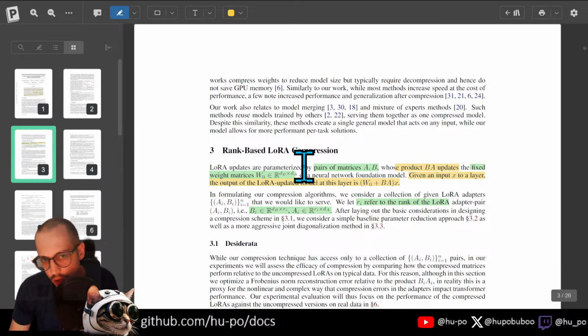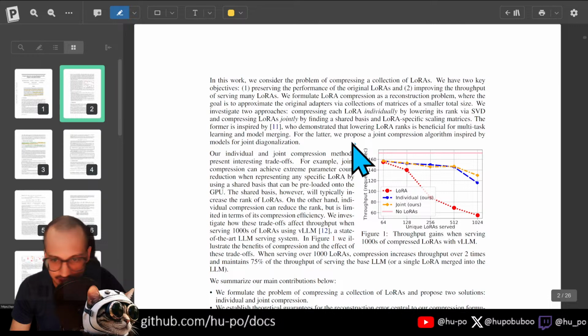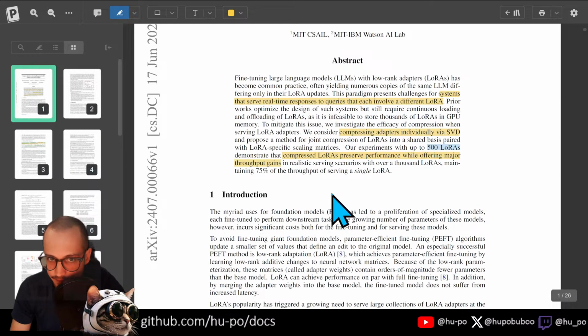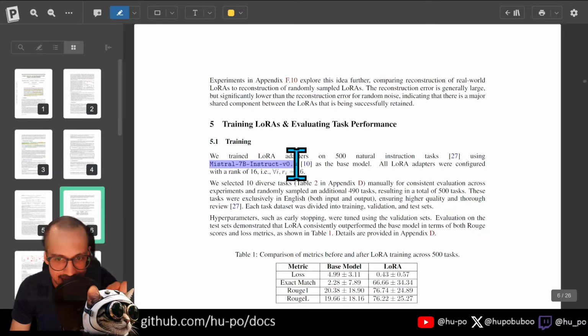So LoRa's were really popular. Maybe they're still popular. Maybe it's just my sampling bias. It feels like they're less popular now. But it's basically a way of having a lot of different types of the same model. So you have one version of Mistral. I think in this one they use Mistral. Do they? Am I making that up? Okay, I don't even know what model they use here. Yeah, it is Mistral.